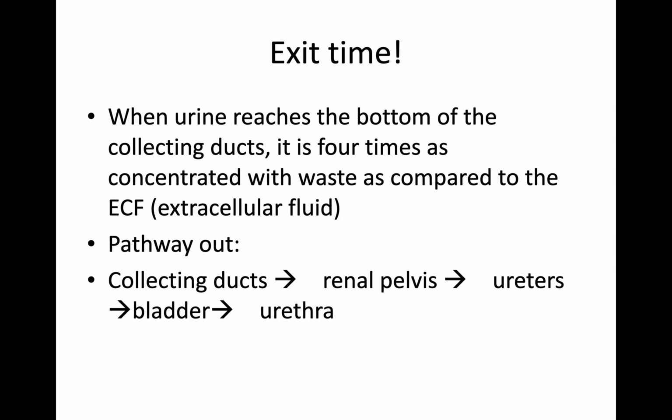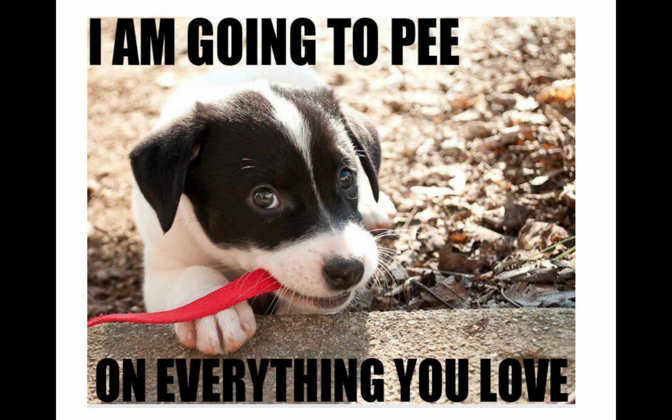When the urine reaches the bottom of the collecting ducts, it is 4 times as concentrated with waste as compared to the fluid surrounding, or the extracellular fluid, which is the fluid between cells. Here's the pathway. Collecting ducts to the renal pelvis, which is in sort of the middle of the kidney, to the thin tubes that go to the bladder, and then out through the urethra. I like this.